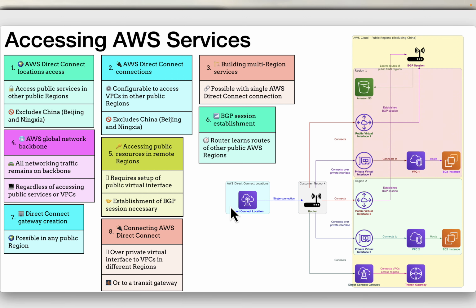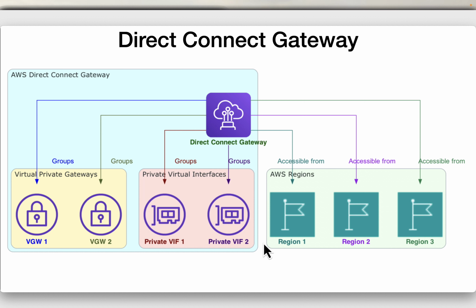Use it to connect your AWS Direct Connect connection over a private virtual interface to VPCs in your account that are located in different regions, or to a transit gateway. Every time I talk about private virtual interfaces, it is for VPCs, which are virtual private clouds. Okay, now let's see what a Direct Connect gateway is. An AWS Direct Connect gateway is a grouping of virtual private gateways (VGWs) and private virtual interfaces (private VIFs).